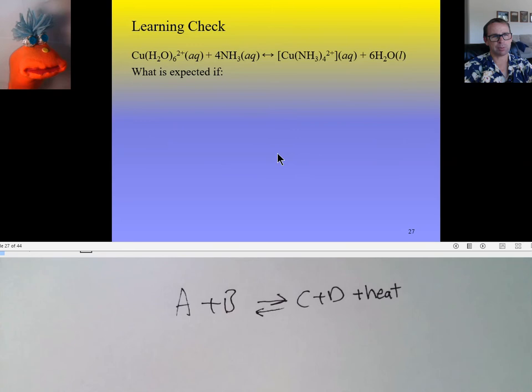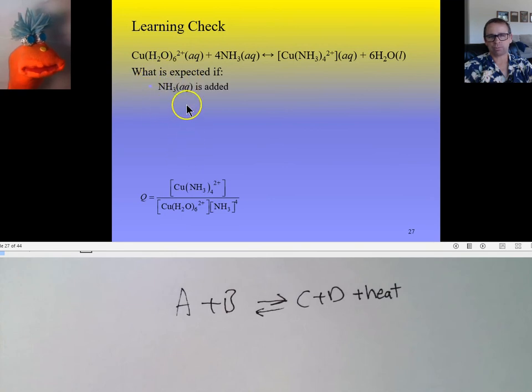So let's go through some examples. Here's a chemical reaction. What's expected if I add more NH3?